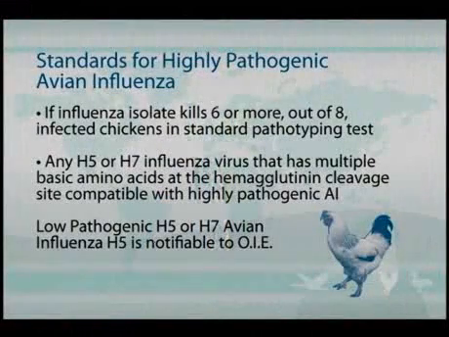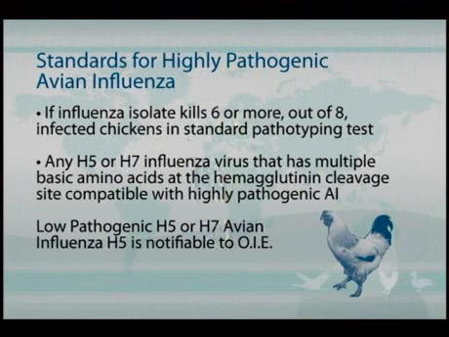Now, the standards for high-path AI, again, I told you earlier that we define it by its ability to infect and kill poultry, chickens specifically, and that in standard pathotyping tests using specific pathogen-free birds, if the virus kills 75% or more of the birds within 10 days, then it is considered a highly pathogenic avian influenza virus. Now, because we know that H5 and H7 are very important for the subtypes that we need to be concerned about with high-path AI, we also will sequence the hemagglutinin cleavage site because we can, in some cases, tell that the virus has the potential to be high-path or is high-path based on the hemagglutinin cleavage site sequence.